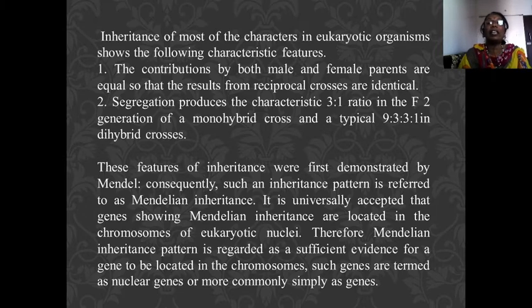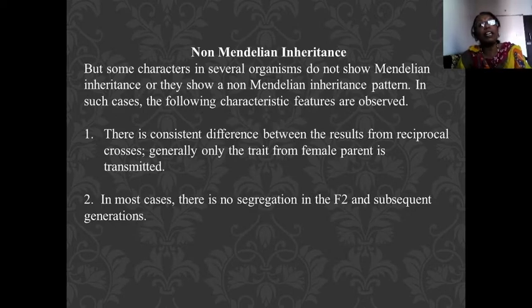These features of inheritance were first demonstrated by the scientist Mendel, and therefore this pattern of inheritance is referred to as Mendelian inheritance. It is universally accepted, and all of you know that for Mendelian inheritance, the genes responsible are located only on the chromosomes, and these chromosomes are present inside the nucleus, inside the nuclear membrane. Therefore the Mendelian pattern is sufficient evidence for a gene to be located on the chromosome, and these genes are termed nuclear genes, or simply genes. This is all about Mendelian inheritance.